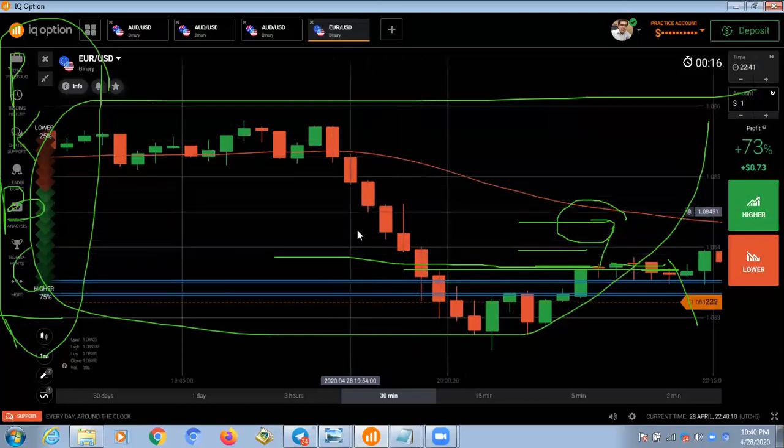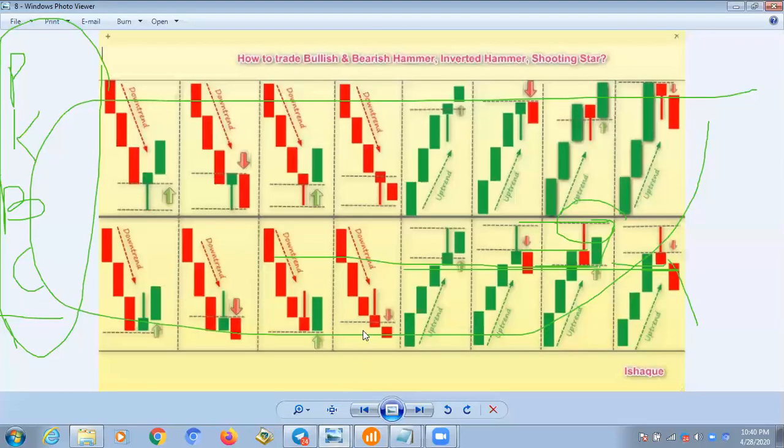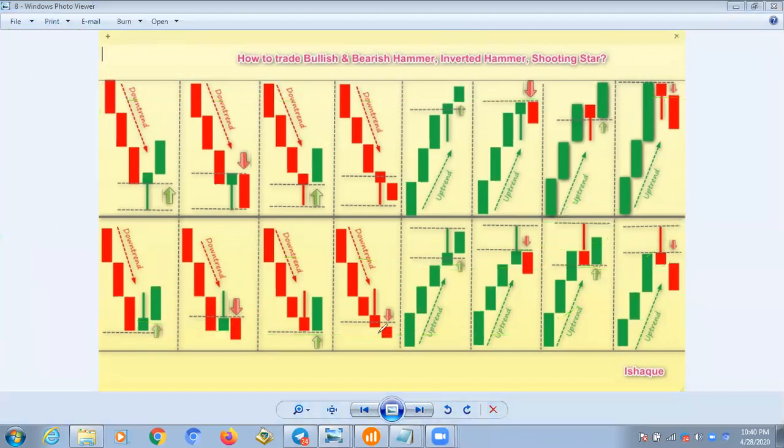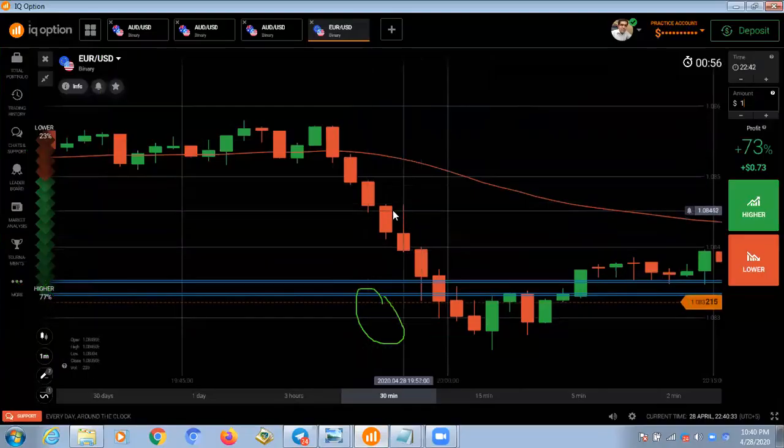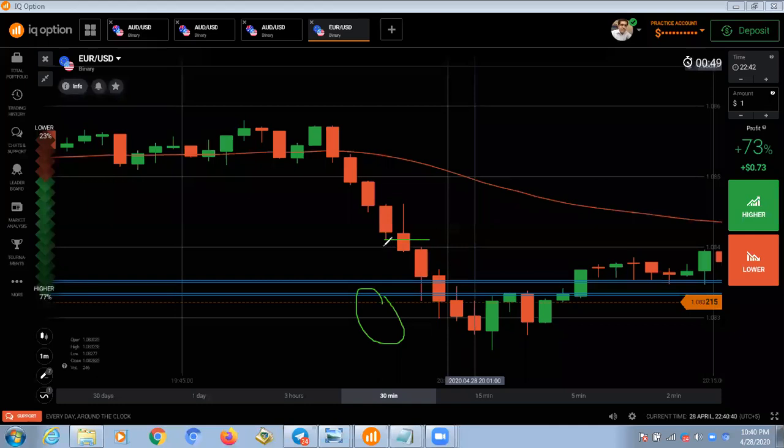It means there is a sign. So here we again find it. Look at this picture of what I teach you. Look at this example. The same scenario, the same scenario, breaking the level, touching the level and going down. So the same scenario. So this is the same thing.